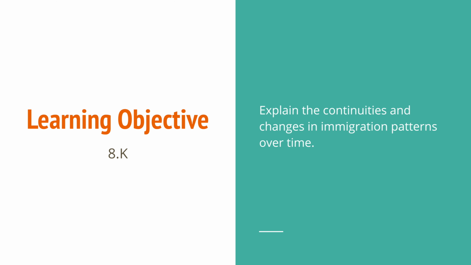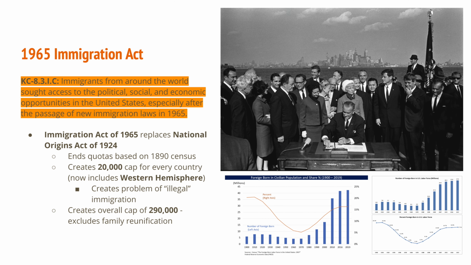All right, and then our second learning objective is explain the continuities and changes in immigration patterns over time. Another big piece of legislation of the Great Society was the 1965 Immigration Act. The key concept here says immigrants from around the world sought access to the political, social, and economic opportunities in the United States, especially after the passage of new immigration laws in 1965.